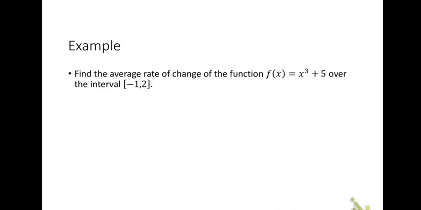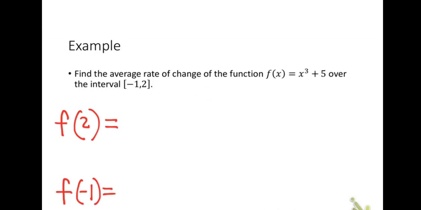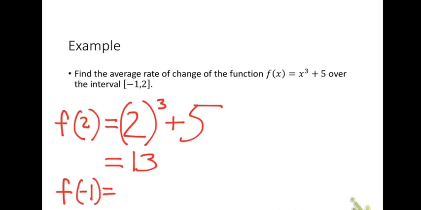We're going to find the average rate of change of the function f of x equals x cubed plus 5 over the interval from negative 1 to 2. First, we need to start by finding f of 2 and f of negative 1, which, as you recall, we do by substituting the input for the x and then evaluating the function. So 2 cubed plus 5 gives us 13, and negative 1 cubed plus 5 equals 4.